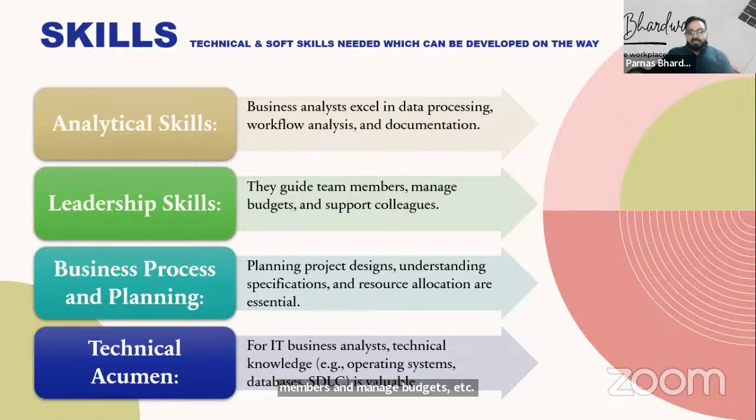We plan project designs, and understanding, specification, and resource allocation are essentials. So these skills are, if you think you have these skills, probably BA is your one destination. Then technical acumen, where you need to understand the technical knowledge in operating systems and databases, and SDLC. SDLC stands for software development lifecycle.